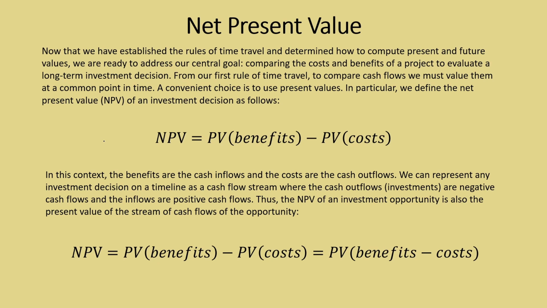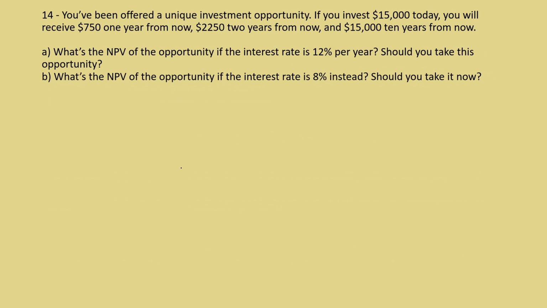Okay? Right. Now here's the formula for the NPV. Logically, it's the present value of the benefits, so how much the benefits are worth today, minus the present value of the costs, so how much the costs are worth today. Okay? Now let's look at this problem.